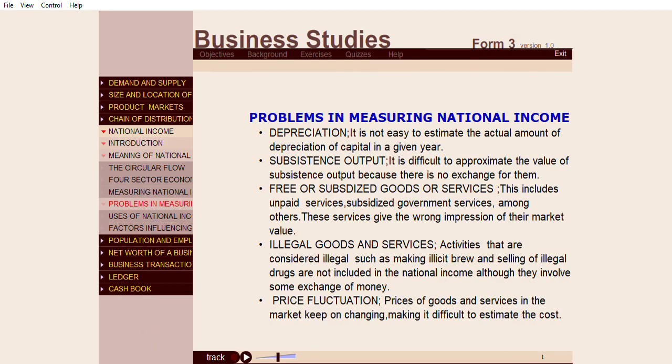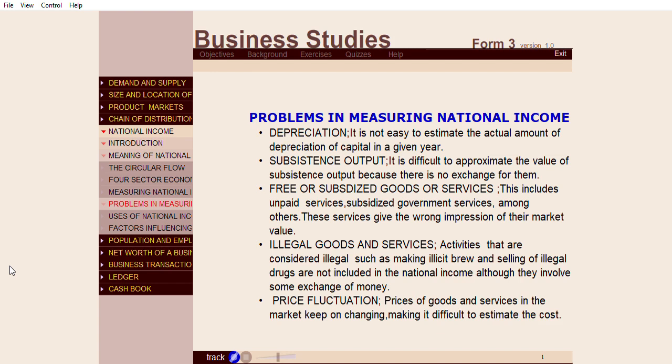Problems in measuring national income. Depreciation. It is not easy to estimate the actual amount of depreciation of capital in a given year. Subsistence output. It is difficult to approximate the value of subsistence output because there is no exchange for them. Free or subsidized goods or services. This includes unpaid services, subsidized government services, among others.